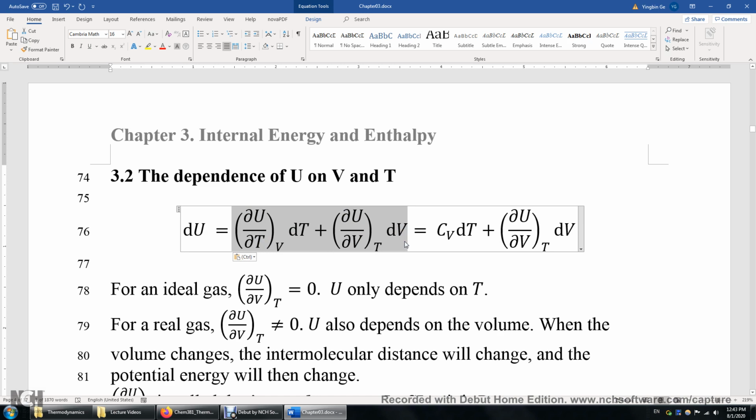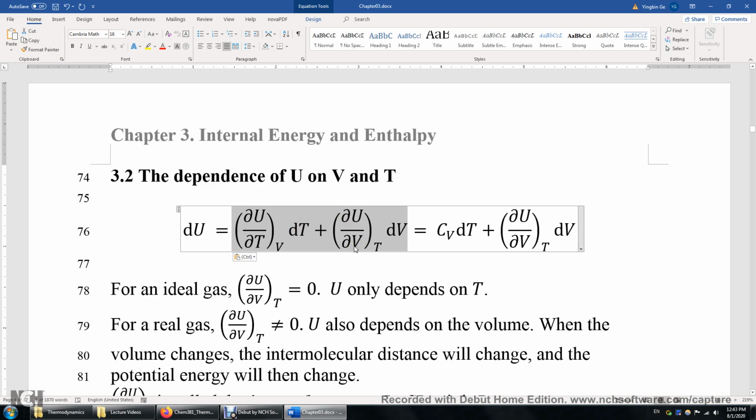In the first step, you have constant volume. You change temperature. U changes. In the second step, you hold temperature constant. You change volume. And then this part tells you how the internal energy changes. Therefore, the sum of these two is the sum of the internal energy changes in the first step, isochoric, and the second step, isothermal. And overall, this tells you how the internal energy changes when T and V change.